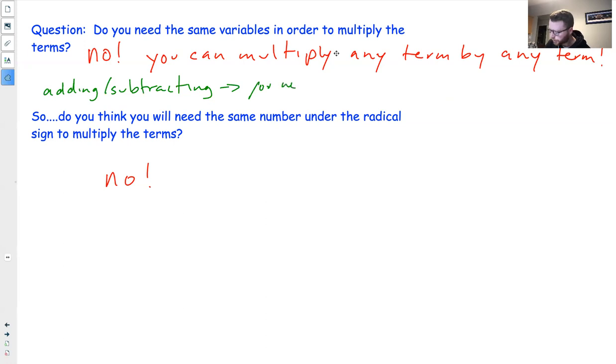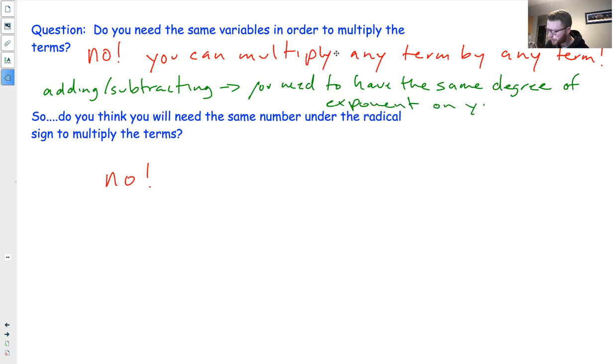You need to have the same degree of exponent on your variable and the same variable, right? You can't add a 3x to a 4xy. And if it's radicands, you need the same radicands.